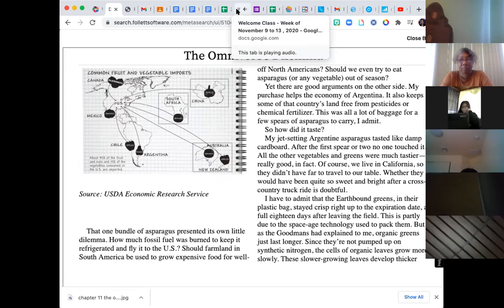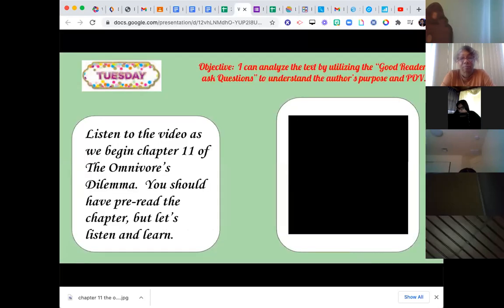Yet there are good arguments on the other side. My purchase helps the economy of Argentina. It also keeps some of the country's land free from pesticides or chemical fertilizers. This was a lot of baggage for a few spears of asparagus to carry, I admit. So, how did it taste? My jet set and Argentine asparagus tasted.